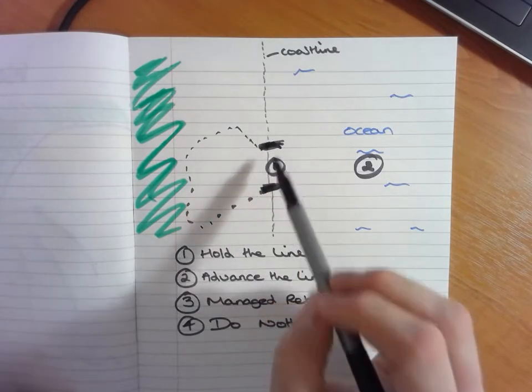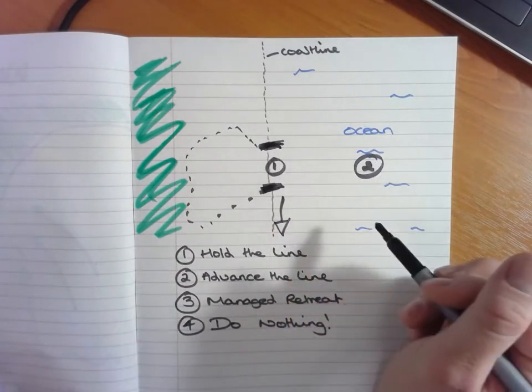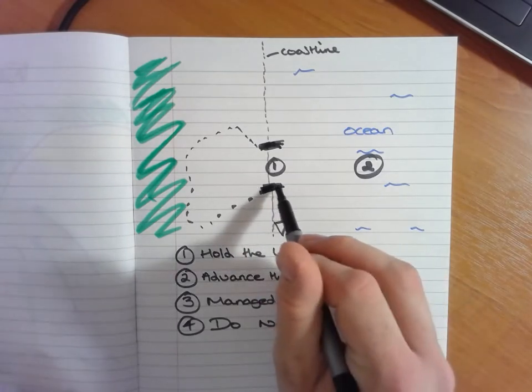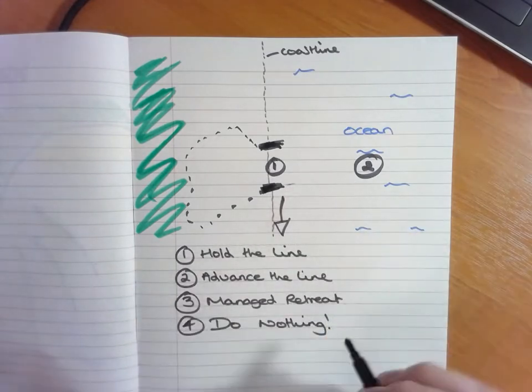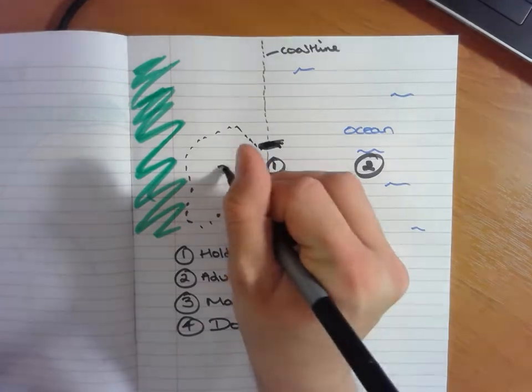Or you may see the fact that actually protecting this area may have an impact further down the coastline by putting groins, gabions, etc. in place. And the final one, really, really easy. Number 4 is do absolutely nothing.